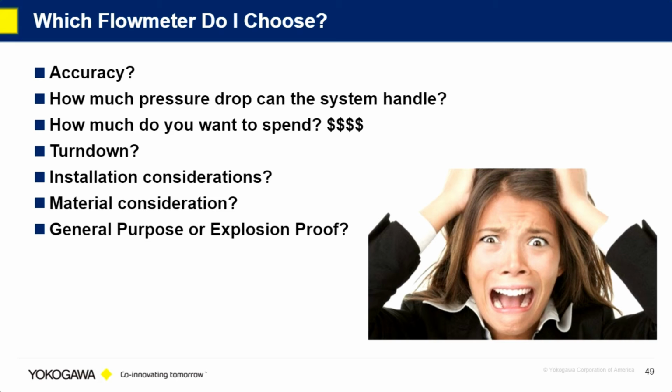Just ballpark numbers, a 2-inch vortex meter might be in the $3,000 range. A 2-inch mag might be in the $3,000 to $4,000 range. But the 2-inch Coriolis, you might be looking at $15,000, maybe $20,000, depending on the options. So again, there's a big difference in pricing, but with that, you get a lot more information from that flow measurement.